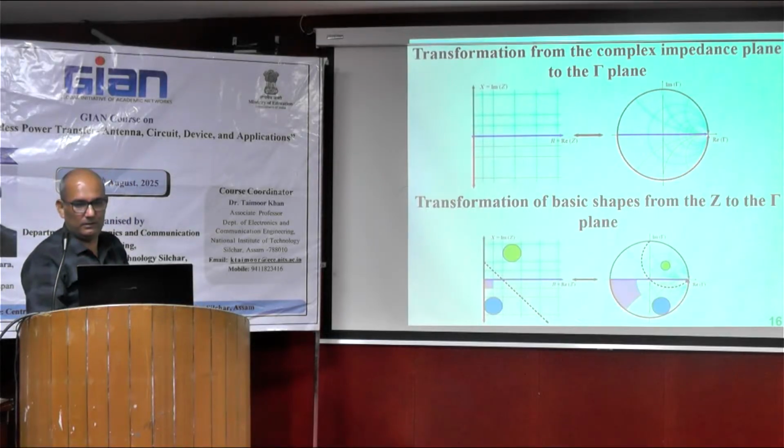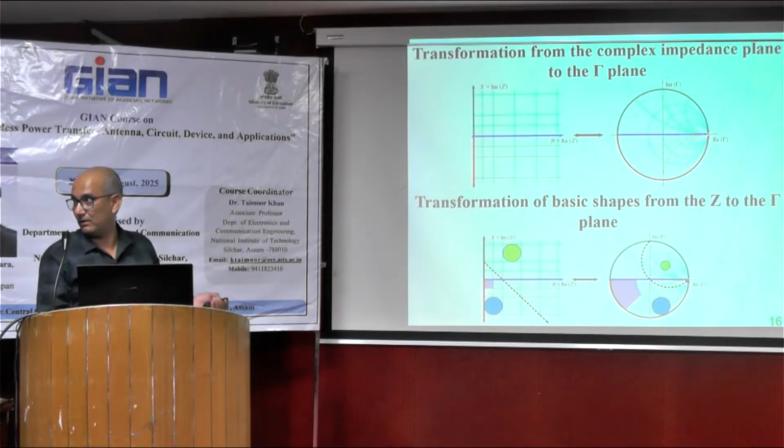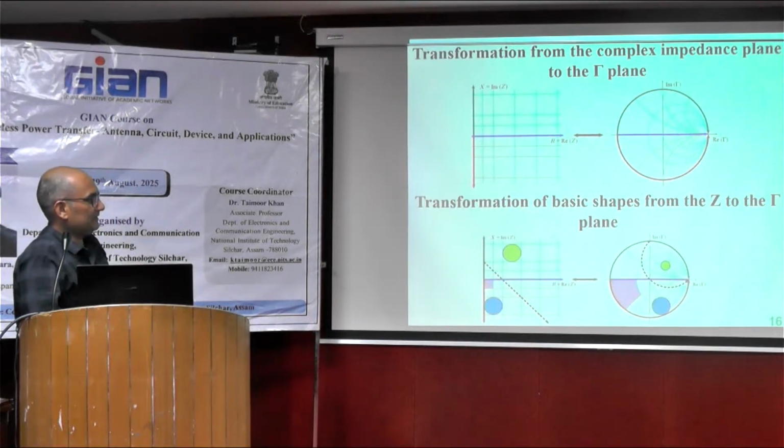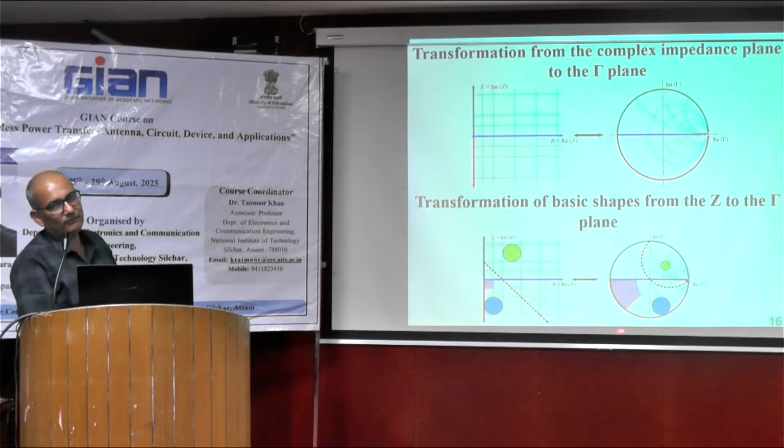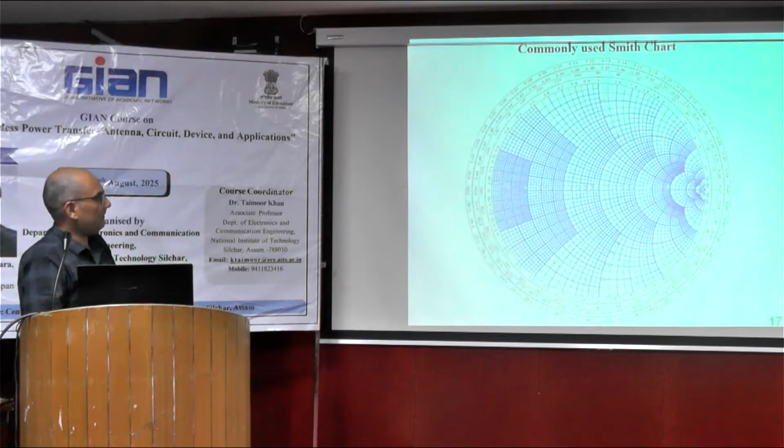Then, transformation of basic shapes from the Z to gamma plane, the circles on the linear scales can also be represented as circles in this way. Ultimately, taking the reference of the earlier discussion, we can easily map from the linear plot to the plot within the unit circle. That is the commonly used Smith chart.